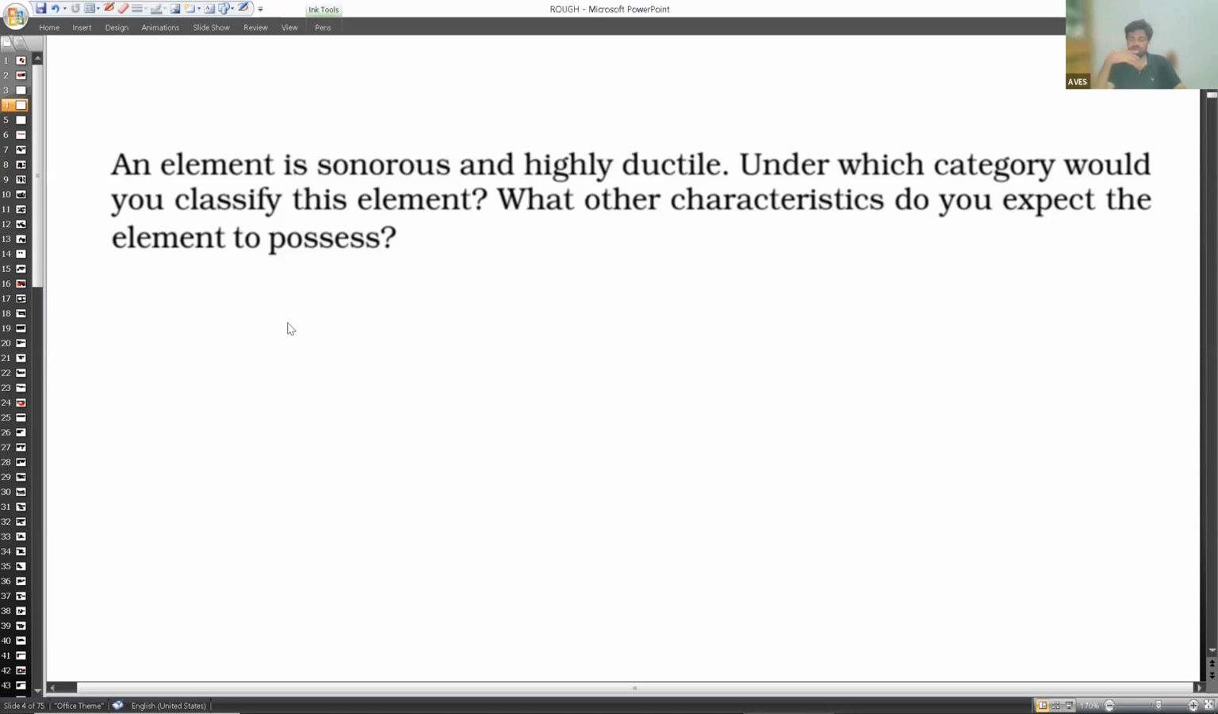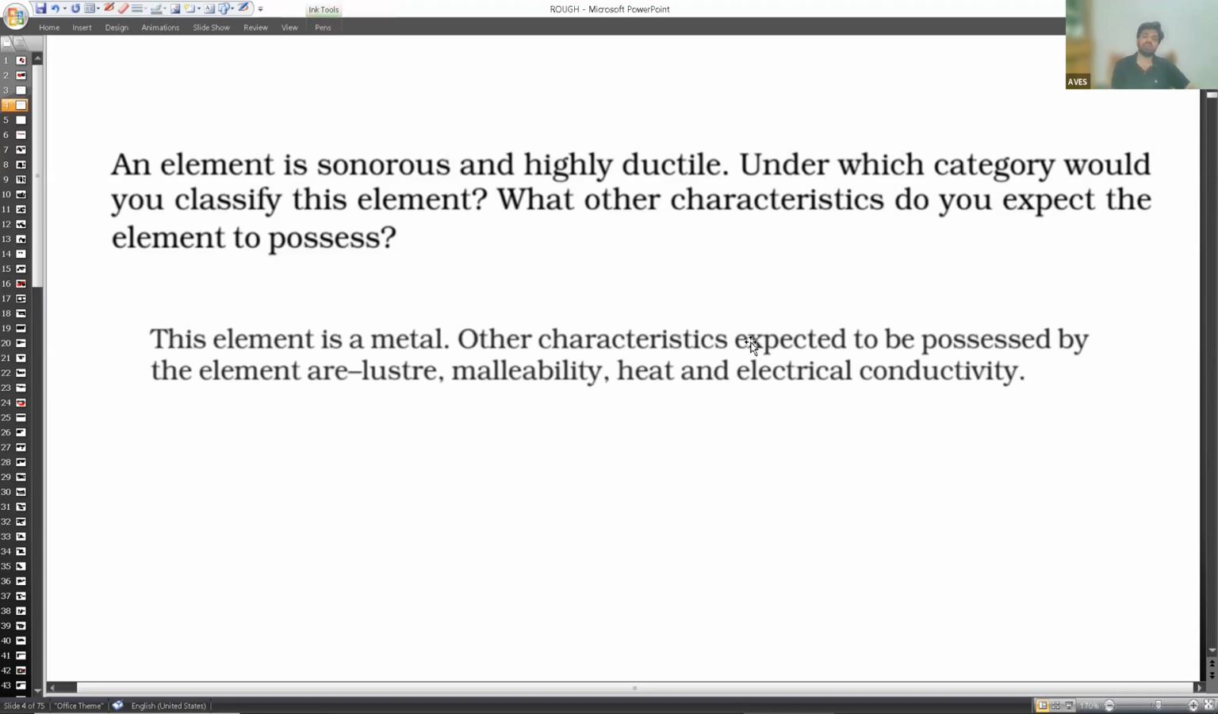It must have good electrical conductivity. All metals are good conductors of electricity; there is no exception, no metal that is not a good conductor. Okay, so you can write this type of answer. Other properties possessed by this element are that it may be lustrous, shiny, malleable, meaning it can be drawn into thin sheets, with heat and electrical conductivity. It will conduct heat and electricity. So please note it down.